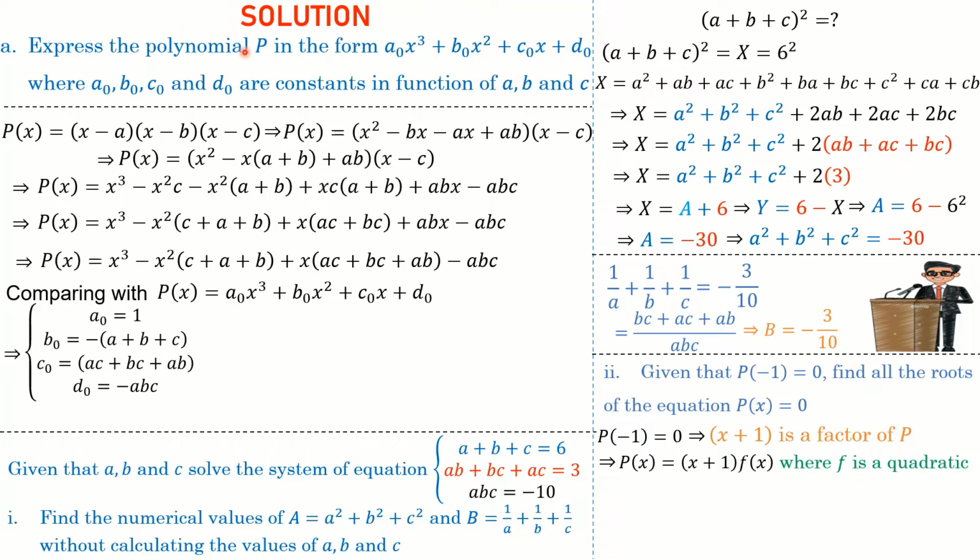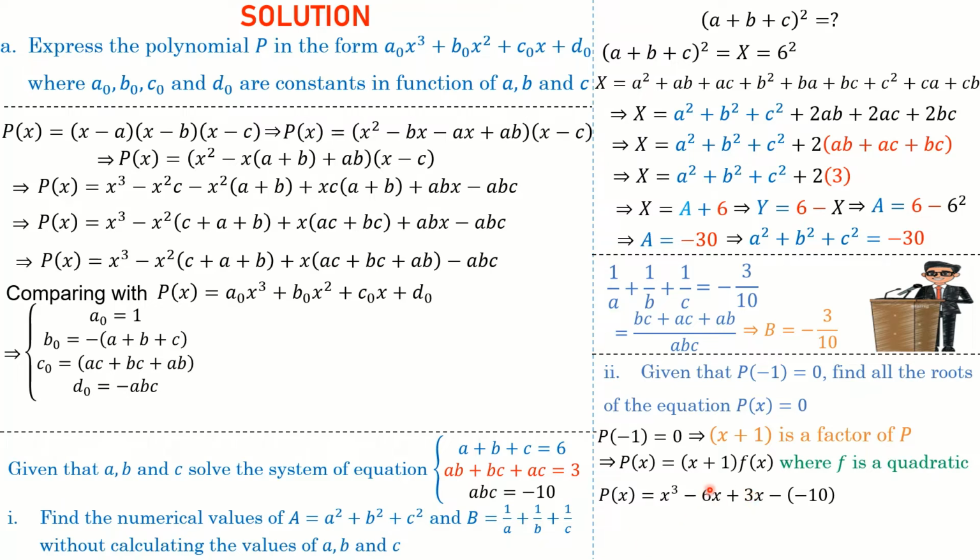Why? Because my polynomial P is of degree 3. So multiplying x plus 1, which is a polynomial of degree 1, by a certain polynomial to have a polynomial of degree 3, then the polynomial f of x must necessarily be a quadratic, that is a polynomial of degree 2, because to get the degree of a product of two polynomials, we simply add the degrees of the individual polynomials.